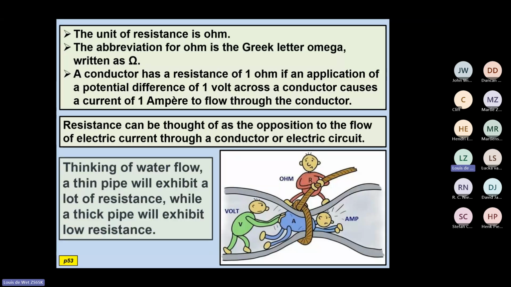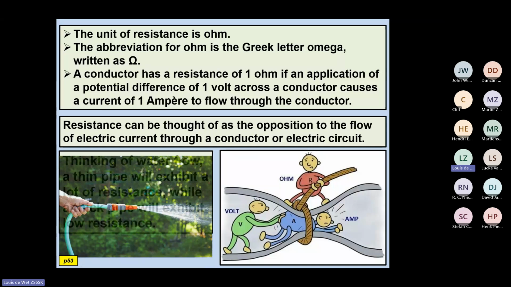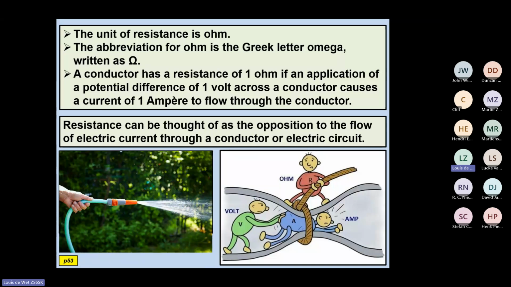Now, thinking of water flow, a thin pipe will exhibit a lot of resistance, while a thick pipe will exhibit low resistance. And we had that picture of the tap there, and you can adjust that nozzle in front up to a point where no water flows out. So your resistance is virtually so high that no water flows through.